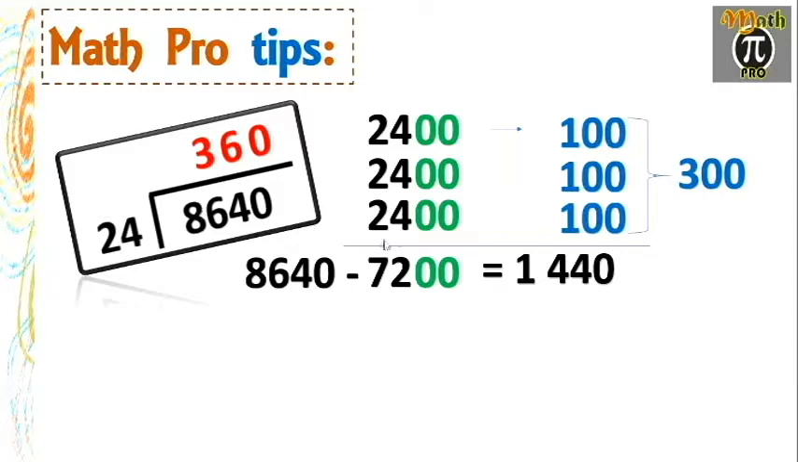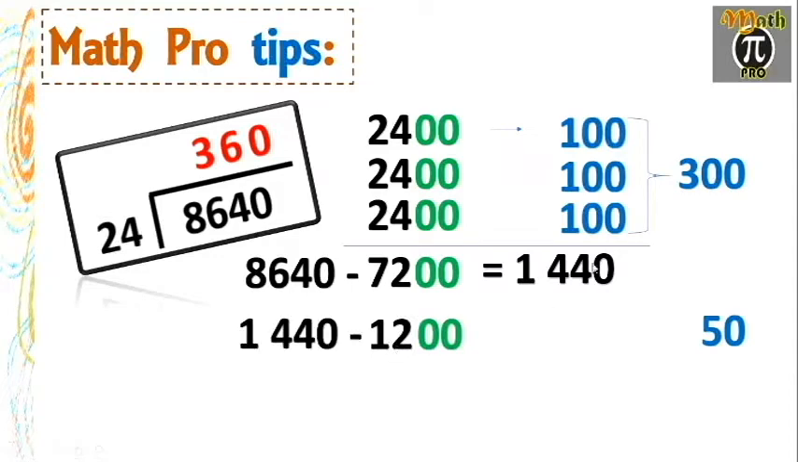We know that 1/2 of 2,400 is 1,200. So if there are 100 sets of 24 within 2,400, so half of 100, there are 50 24s inside 1,200. Then, subtracting it again from the remaining number 1,440, we have now the remaining number 240.